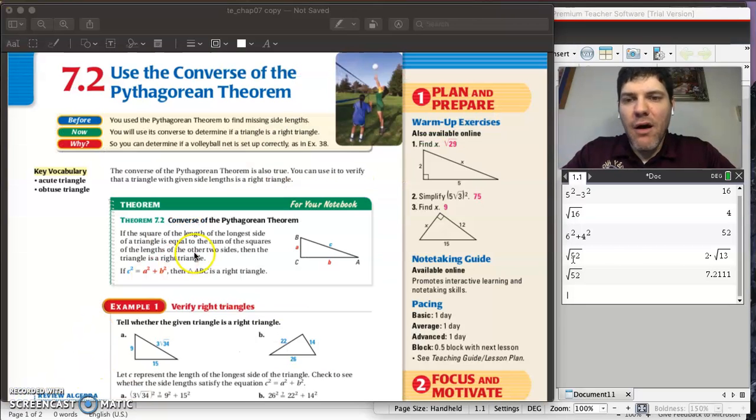All right, so we have here the converse of the Pythagorean theorem. That just simply means we're going the other direction. We said at first, if we have a right triangle, then if we can square both sides and add them together, it will equal the hypotenuse squared, and then we can solve. But it has to be a right triangle to then do those steps.